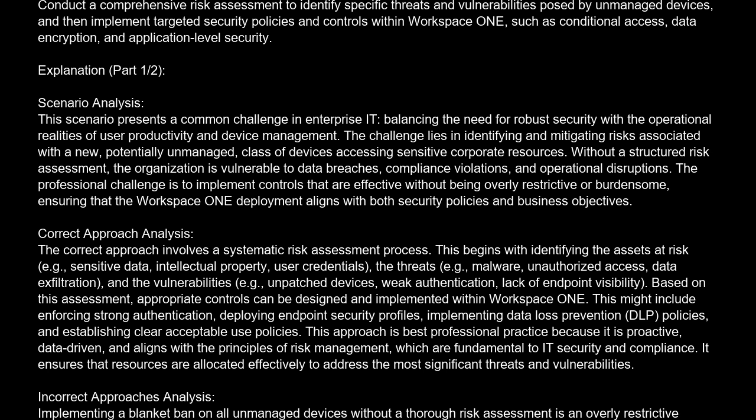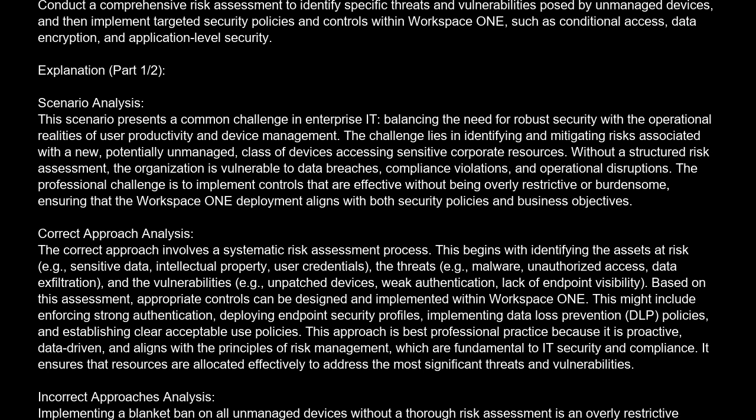Correct approach analysis. The correct approach involves a systematic risk assessment process. This begins with identifying the assets at risk, e.g., sensitive data, intellectual property, user credentials, the threats, e.g., malware, unauthorized access, data exfiltration, and the vulnerabilities, e.g., unpatched devices, weak authentication, lack of endpoint visibility. Based on this assessment, appropriate controls can be designed and implemented within Workspace ONE.